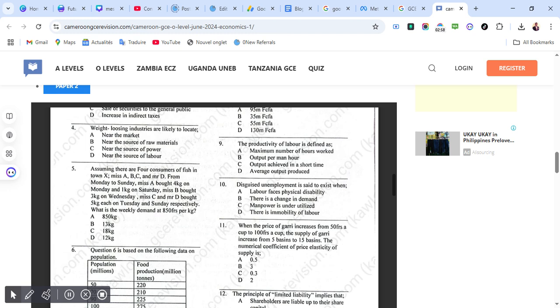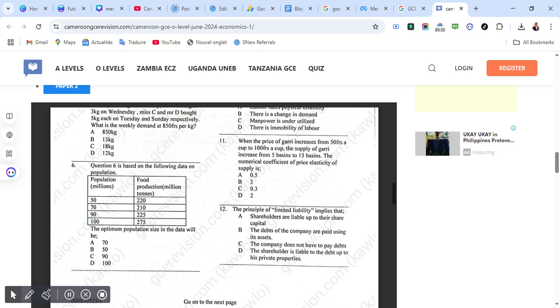Question five says, assuming there are four consumers of fish in town X, Miss A, B, and C, and Mr. D, from Monday to Sunday. Miss A bought 4 kilograms on Monday and 1 kilogram on Saturday. Miss B bought 3 kilograms on Wednesday. Miss C and Mr. D bought 5 kilograms each on Tuesday and Sunday respectively. What is the weekly demand at 850 francs per kilogram? The correct answer for 5 is A, which is 850 kilograms.